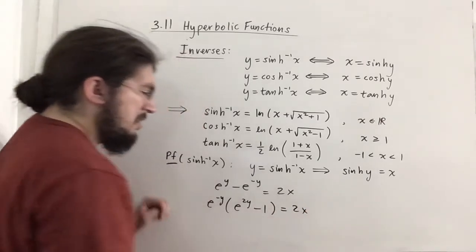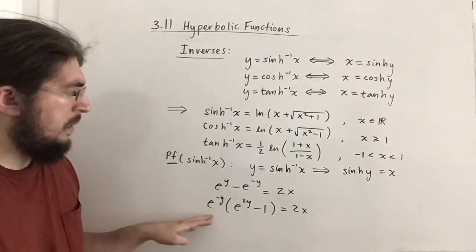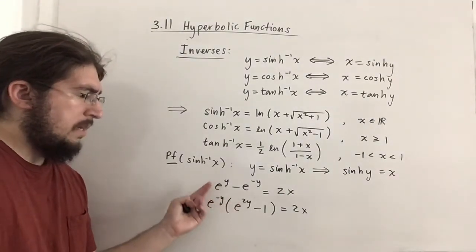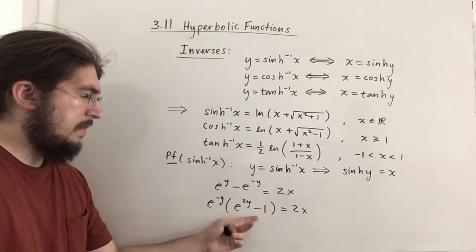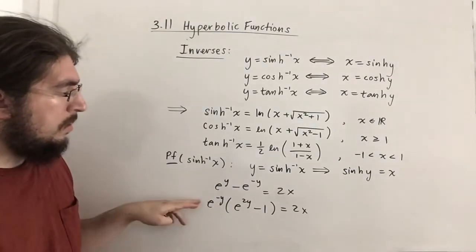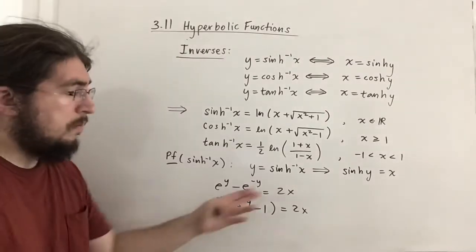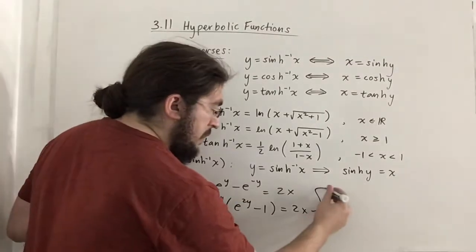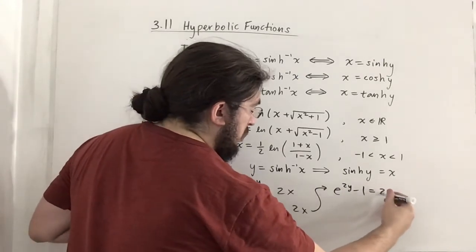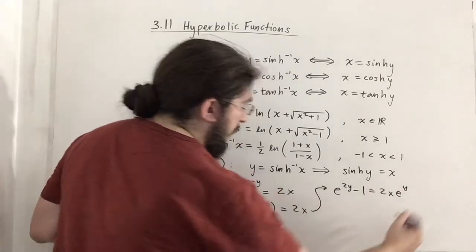That's not super difficult to see because when you distribute back, you add the powers, and you get e to the y for the first term, and e to the negative y for the second term. Now notice this is really just 1 over e to the y, so we can multiply that to the other side to clear denominators. So we get e to the 2y minus 1 is equal to 2x e to the y.